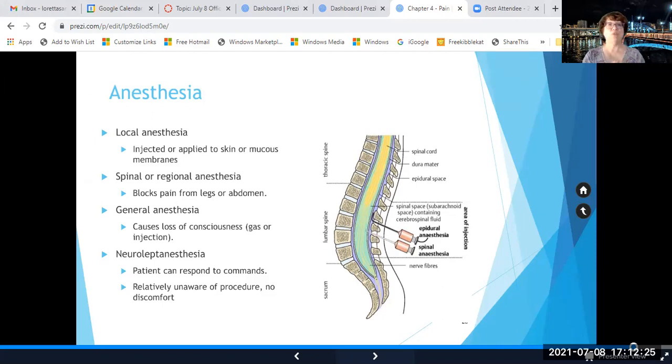So the idea is you want to use the least effective dosage, and it's up to the doctor and the anesthesiologist to figure out what that is. These days, they really try to limit the use of general anesthesia unless it's absolutely needed, and they tend to go more with the spinal or regional or neuroleptic anesthesia, just to make sure that they're not over medicating people.